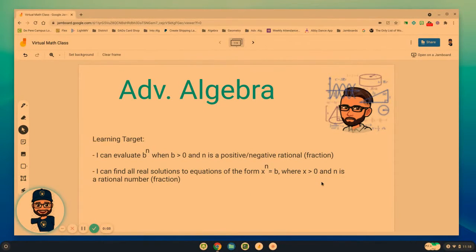Hello, advanced algebra students, and welcome back to another video lesson as we continue to explore exponents, rational exponents, simplifying and solving. Today we do focus on the solving part.